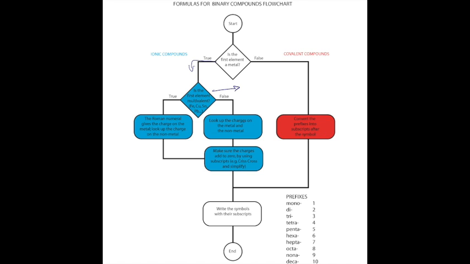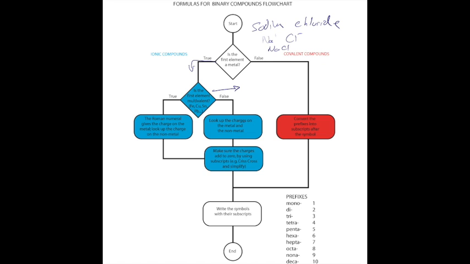So let's say we had sodium chloride. We would look up the charges on the metal and non-metal. This would be sodium plus, and the chlorine would have its charge. And we do the crisscross, and then simplify if we have to, and we get our formula for sodium chloride.